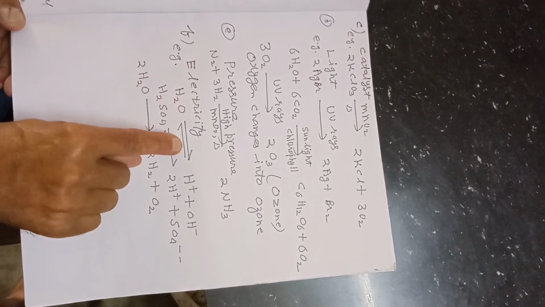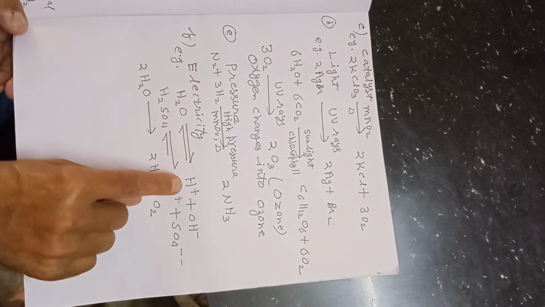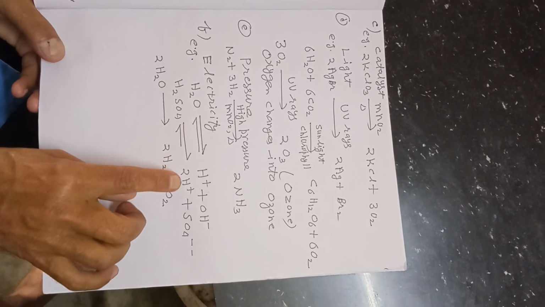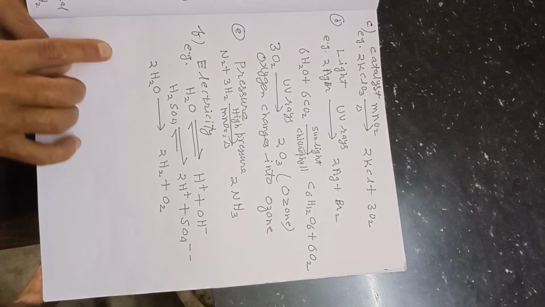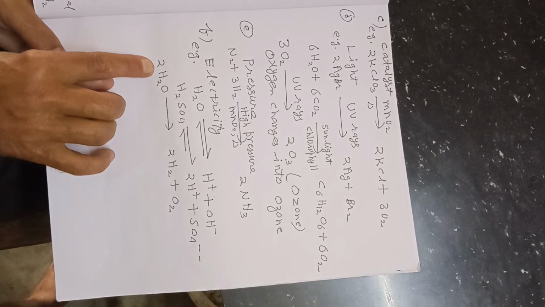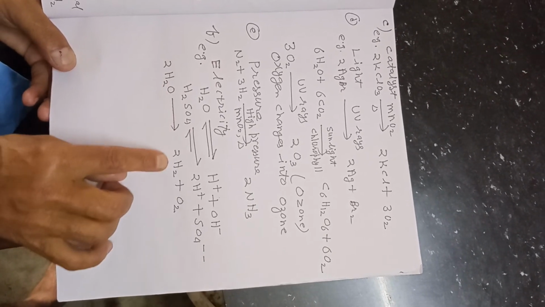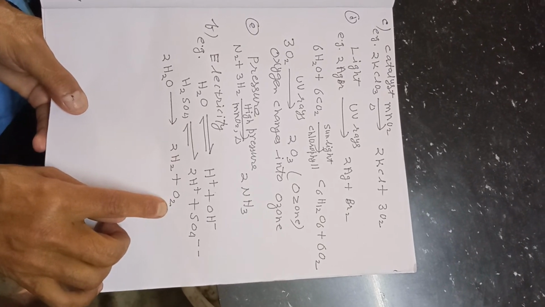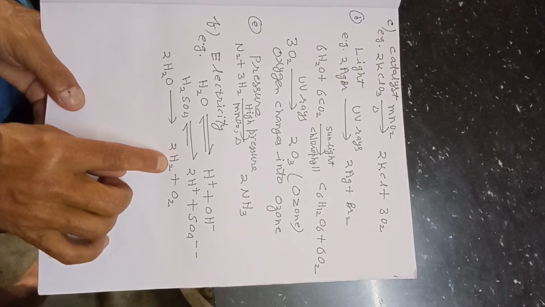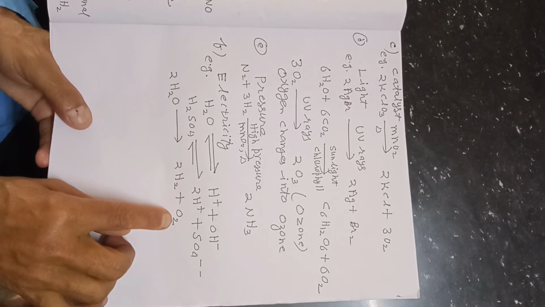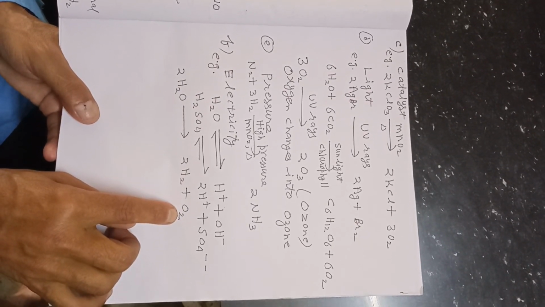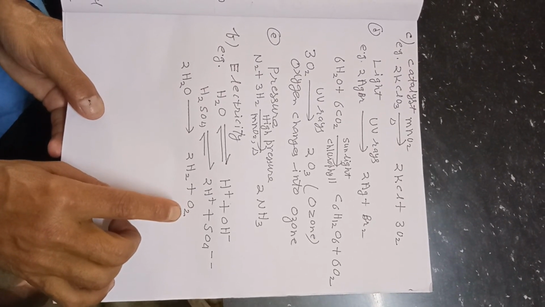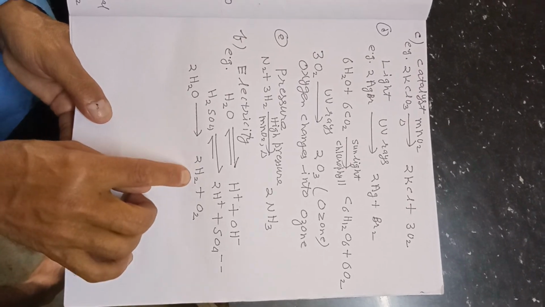Here water decomposes or ionizes into hydrogen ion and hydroxide ion. Sulfuric acid ionizes into hydrogen ion and sulfate ion. Example, final reaction, water decomposes into hydrogen gas and oxygen gas. Hydrogen is collected at the cathode, oxygen is collected at the anode. OA means oxygen at the anode. HC means hydrogen at the cathode.